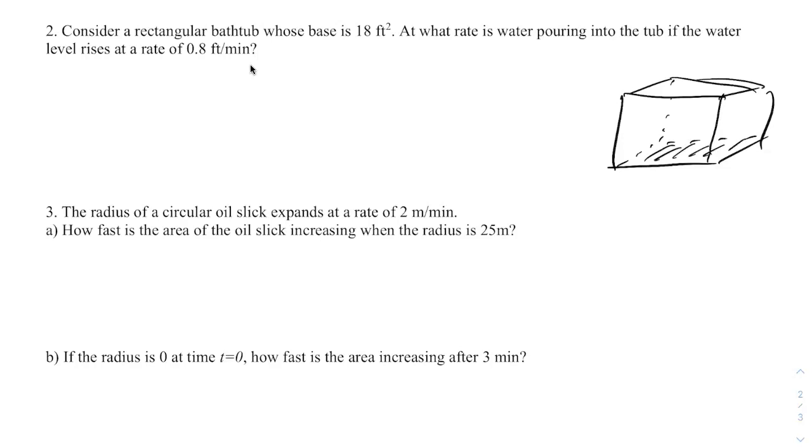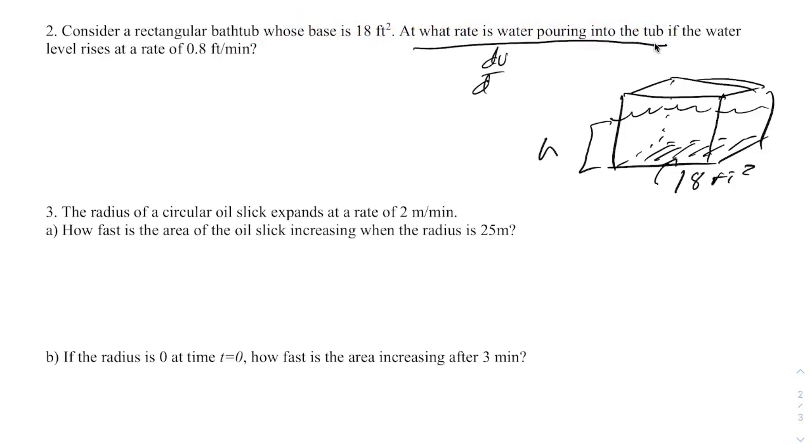Again, this is 18 feet squared because it's the whole area. We have a water level here, that's h. And this time, water is pouring in. At what rate is water pouring in? We're looking for dV/dt. It's like the opposite of last time. If the water level rises, so dh/dt equals 0.8 feet per minute.